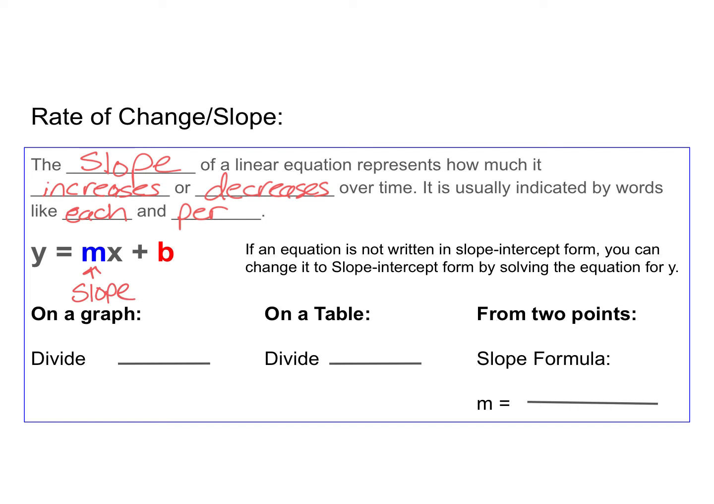If your equation is not written in slope-intercept form, but you need to know the slope of it, you can rearrange it into slope-intercept form just by solving the equation for y. So that's one way we can figure that out if you have an equation.